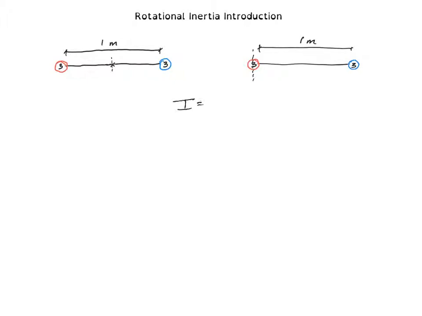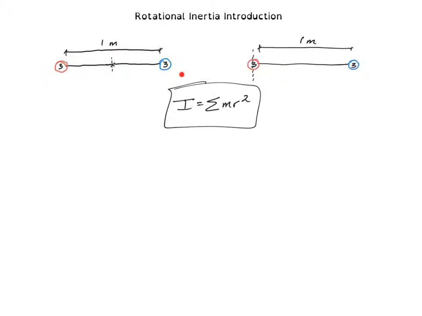But first and foremost, the most generic equation that we have for rotational inertia, we can say that rotational inertia is equal to the sum of all masses times their radius from some particular axis of rotation, squared. Okay, so this is our big equation here. I have a couple examples.